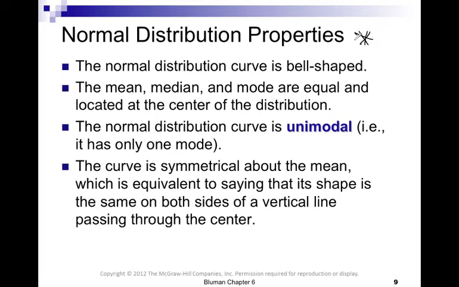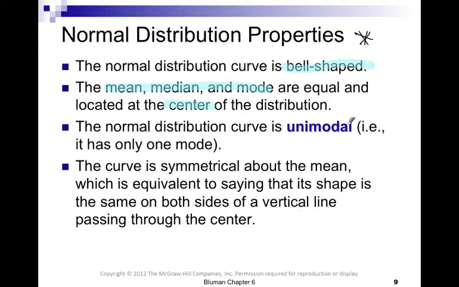Characteristics, or if I might say which is not on a test, which is not a characteristic of the normal distribution. That might be something I want you to know. It's bell-shaped. That's important. The mean, median, and mode are equal, so all of those are located at the center of the distribution, or the peak, the high point of the distribution.